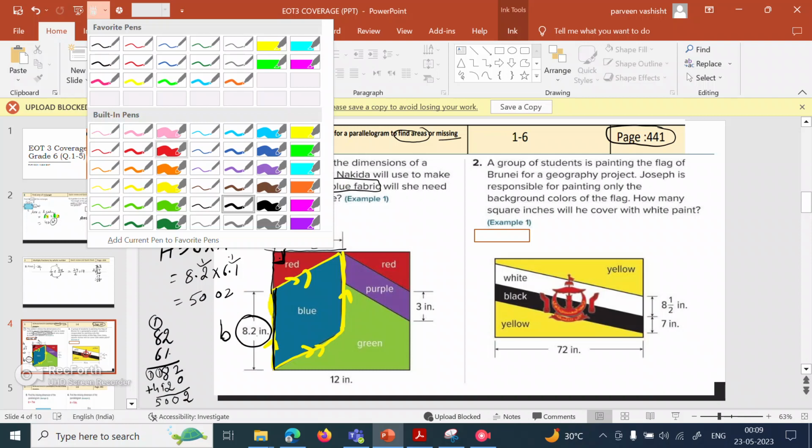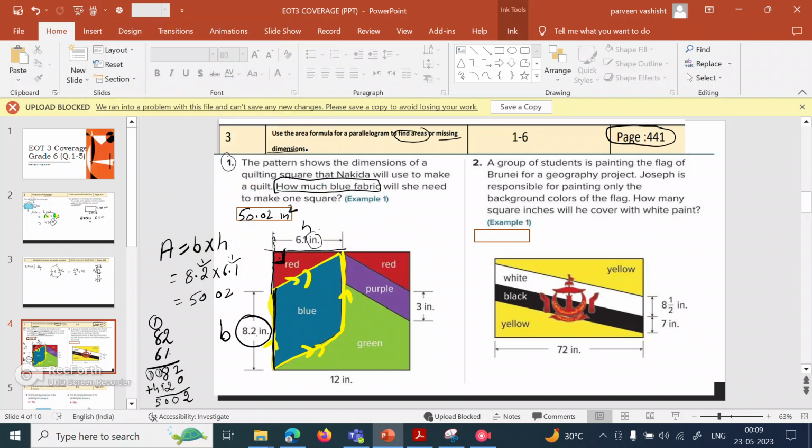So what I'm going to do, white color. Let me read the question first. Now a group of students is painting the flag of Brunei for a geography project. Joseph is responsible for painting only the background color of the flag. How many square inches will he cover with the white paint? Look at the white paint. So it is like this.